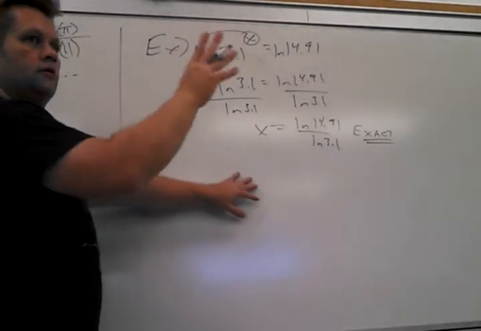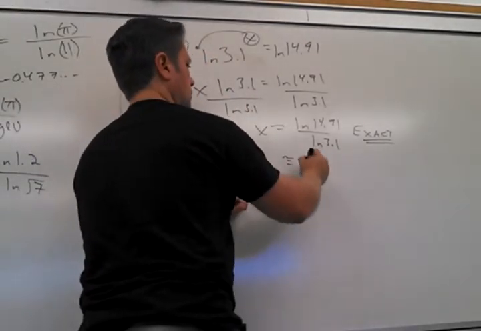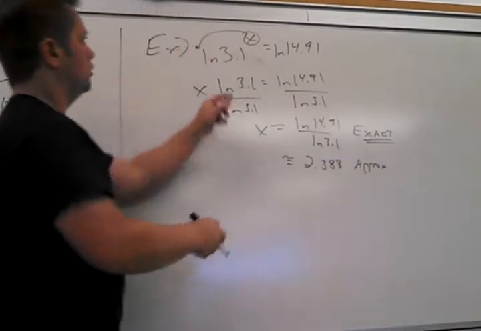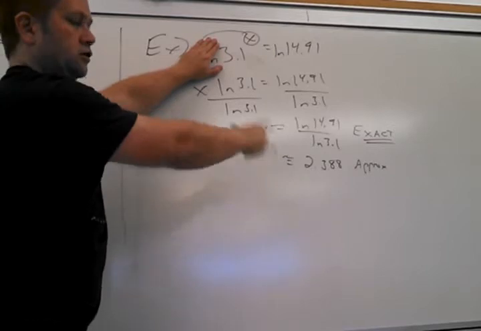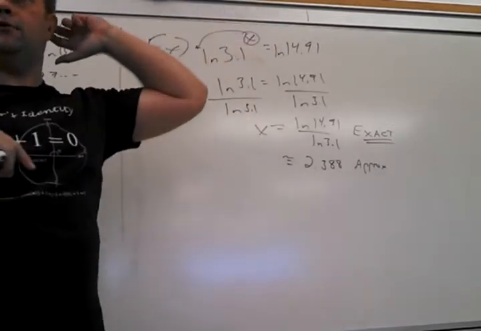What's the approximate answer? 2.388, and so on. So to check your work, you could just do 3.1 to the power of your answer and see if it equals 14.91.